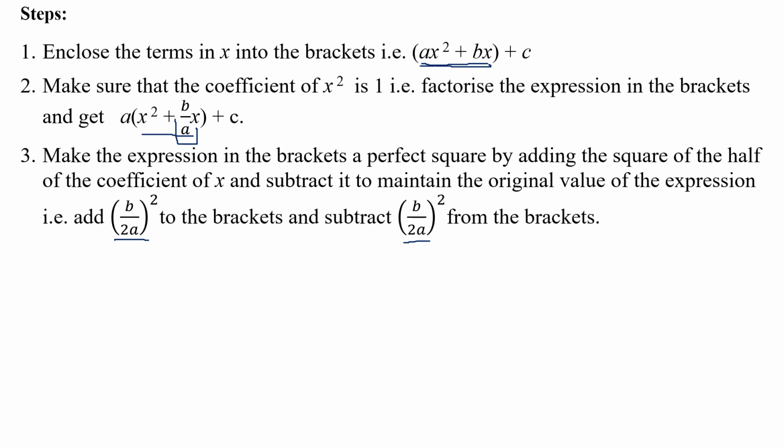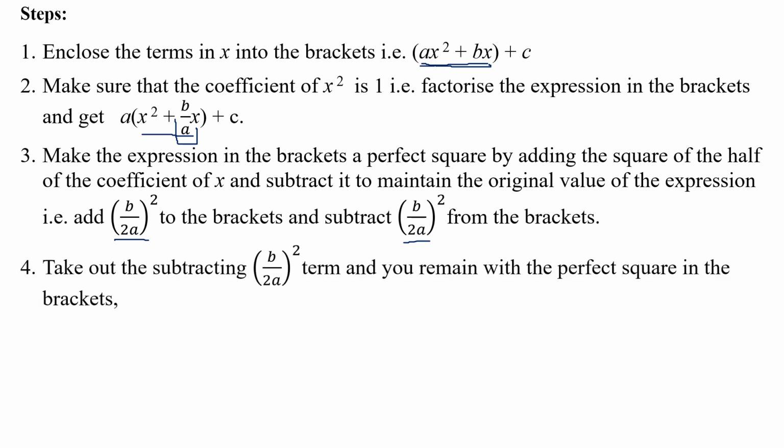If you add a certain value, you have to subtract it so that you won't make any changes to the expression. Then the next thing is now to take out the term that we were subtracting. We are taking out the subtracting term, b over 2a squared, and we remain with the perfect square in the brackets. The aim of adding half the coefficient of x here is to make this bracketed expression a perfect square.